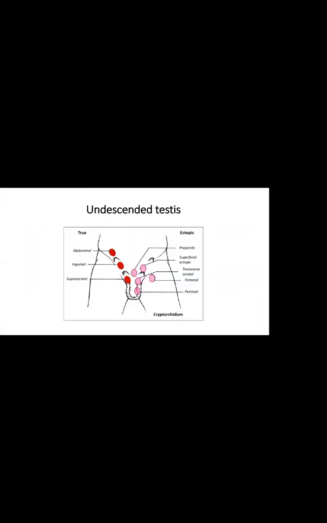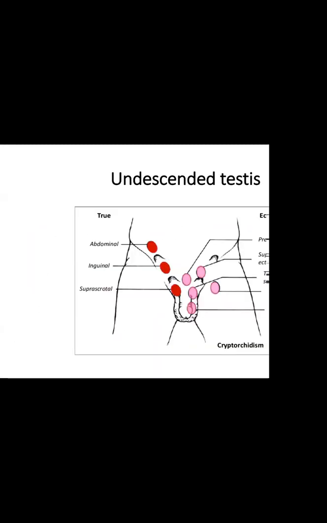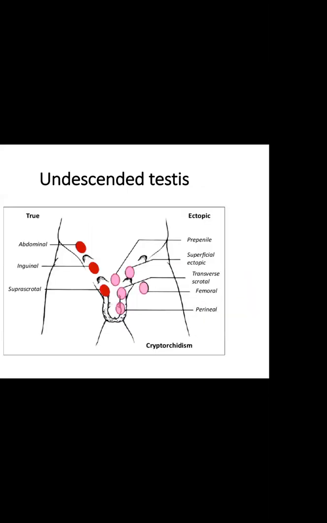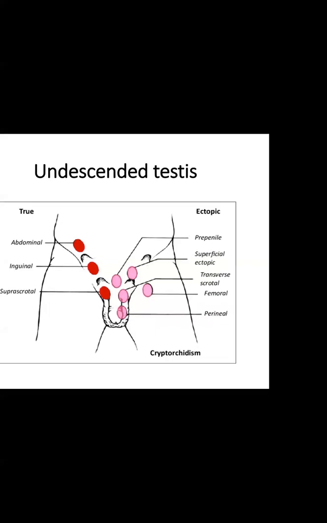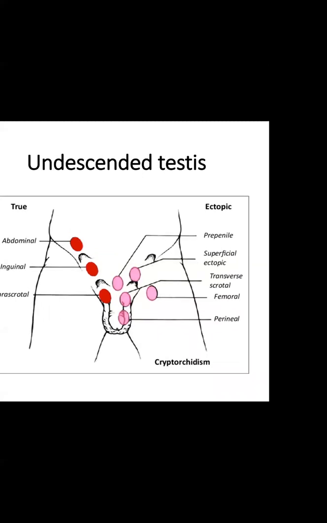Now we're going to talk about undescended testis. It is a very common condition. And as you can see, there are two different terminologies: undescended testis or cryptorchidism, and what we call ectopic testis. There is true undescended testis and there is ectopic testis.